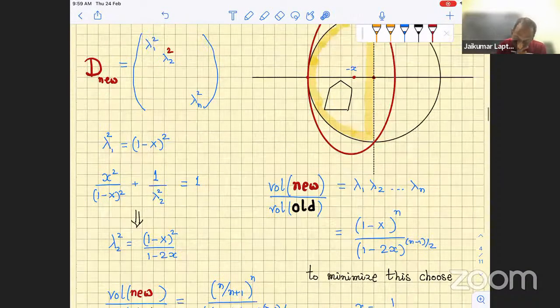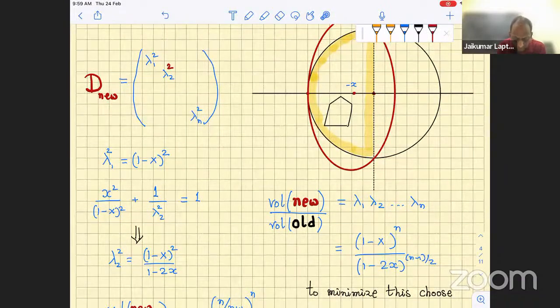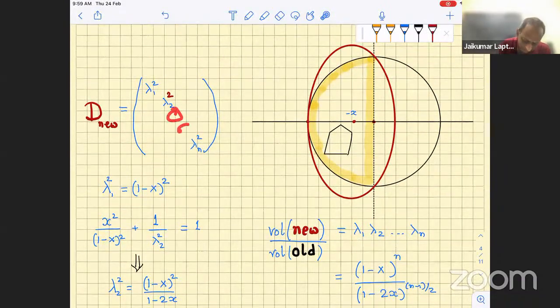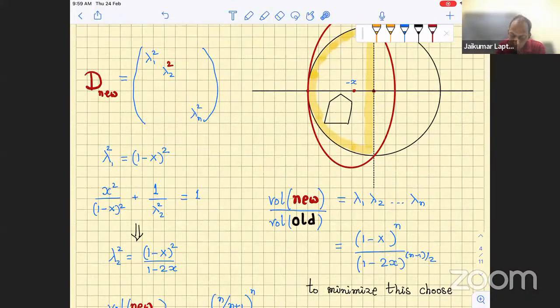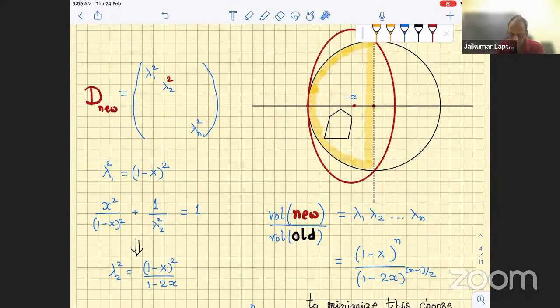So now we are done, because by symmetry, lambda3 squared, lambda4 squared, up to lambda n squared, by thinking about the corresponding point in various other axes other than this y-axis, the z-axis and the various other axes, we will get that all these are given by this one. And so, what is the ratio of the old volume, or volume of this original ball, to the volume?